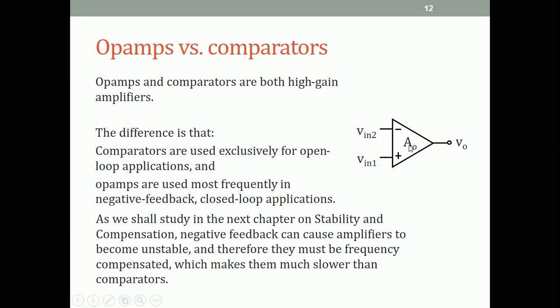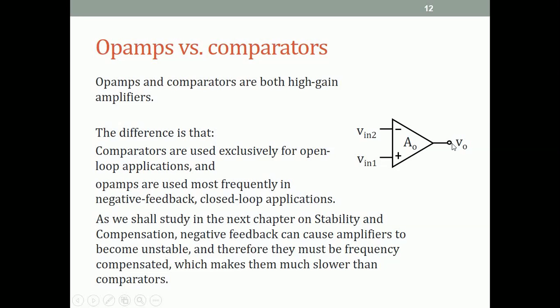The difference between op-amps and comparators is that, by definition, comparators are high gain amplifiers that are used under open loop conditions. One never applies feedback to comparators, because the purpose of a comparator is to compare two input voltages and produce an output that is high or low. Op-amps, on the other hand, are almost always used with negative feedback. This is the fundamental difference between op-amps and comparators.